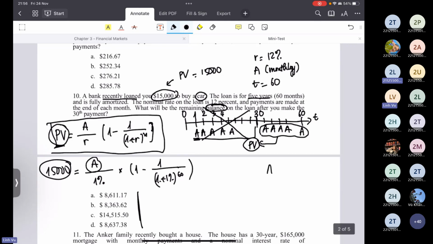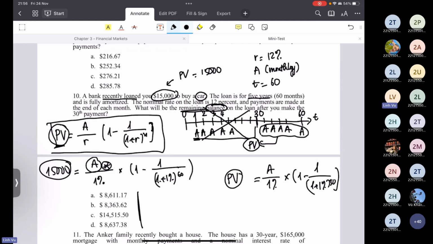A chúng ta vừa tính ra ở trong cái công thức này. Các bạn chia cho 1% và nhân với 1 trừ đi 1 chia cho 1 cộng 1% mũ 30. Đó, thì các bạn sẽ ra được cái giá trị PV. Và PV này sẽ chính là cái khoản gốc còn lại mà chúng ta chưa trả sau 2 năm rưỡi. Và nó sẽ đáp án của bài số 10 này. Đó. Thì đấy là cách mà chúng ta sẽ tính toán với những cái bài liên quan đến mortgage hoặc là amortizing loan, nó sẽ là như vậy.